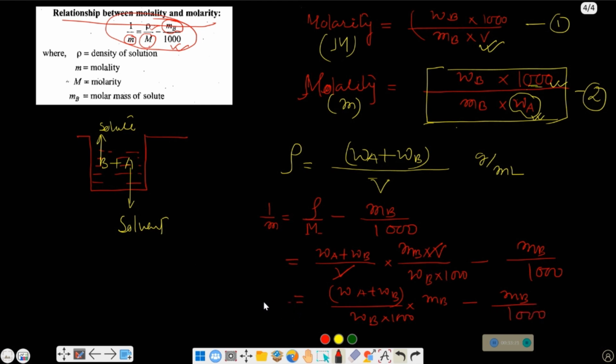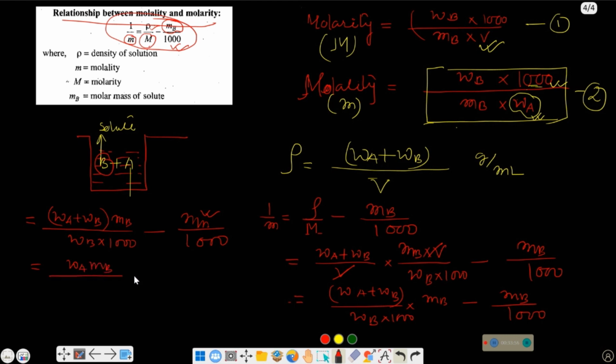So if we go from this equation here on this side, from this we will continue. We will get Wa plus Wb into Mb divided by Wb into 1000, minus Mb by 1000, right? What is Mb? Mb is our molecular weight of the solute, okay? B is the solute. So here we get Wa into Mb divided by Wb into 1000, right? Wb into 1000.